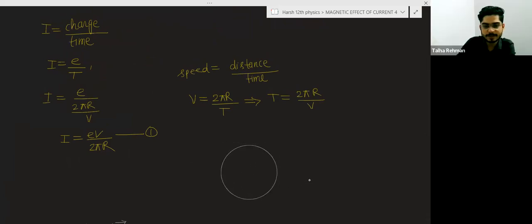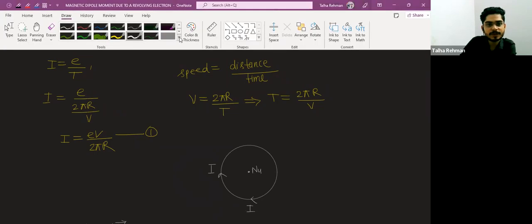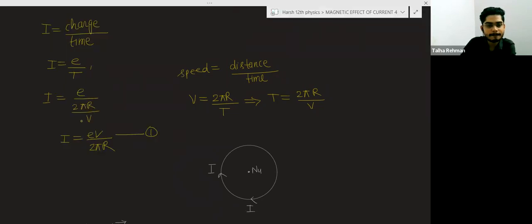Okay, so here we have the current in the clockwise direction like this. This is the nucleus. A coil is having a current I in clockwise direction. So this will have the magnetic moment. Magnetic moment is given by?